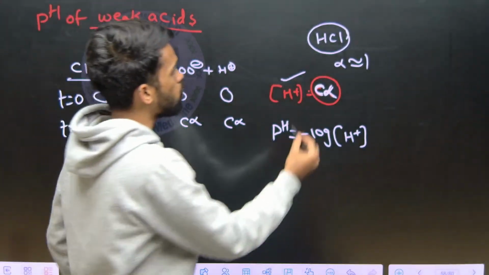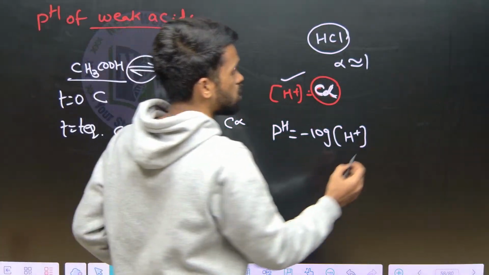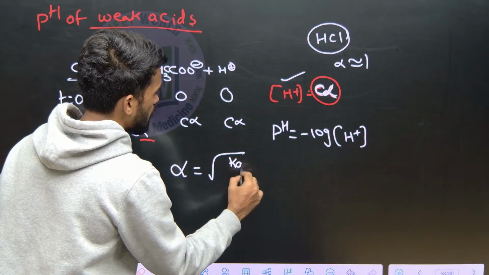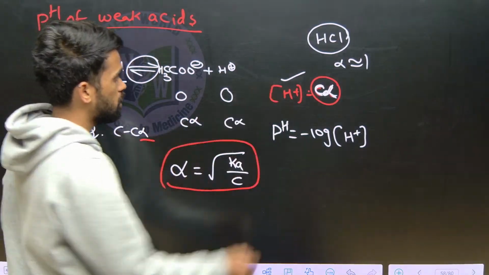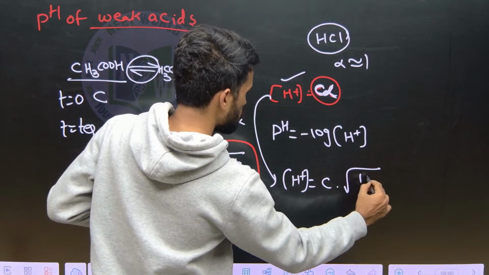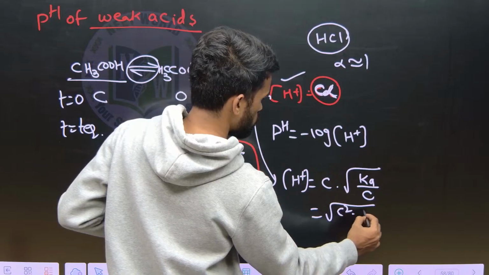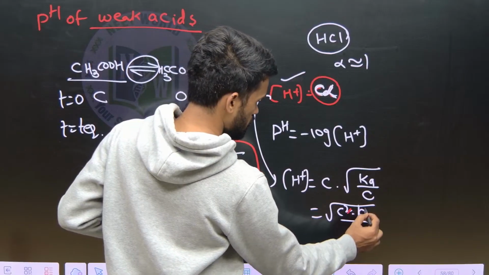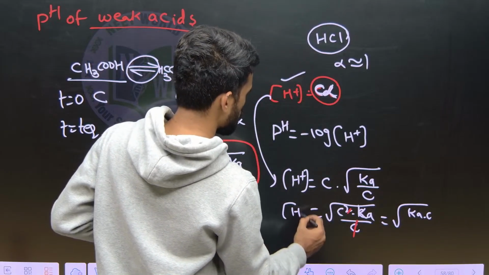So now, how can we find this alpha value? At the beginning of this session I explained the Ostwald dilution principle, where I discussed that alpha equals root over Ka by C. So you just substitute this value over there, so that we get C into root over Ka by C. This you can write as root over C square into Ka by C. Next, C can be cancelled, so that we get root over Ka into C. This is the concentration of H plus ion.